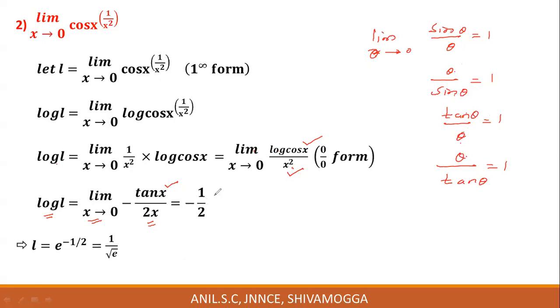Therefore, here minus 1 by 2 is a constant. Keep it as it is, minus 1 divided by 2. As x tends to 0, tan x by x is equal to 1. 1 into minus 1 by 2 is minus 1 by 2. Log L is equal to minus 1 by 2. Therefore, L is equal to e power minus 1 by 2. e power minus 1 by 2 means 1 divided by e power 1 by 2. Index 1 by 2 means square root of e. So the answer is 1 divided by square root of e.